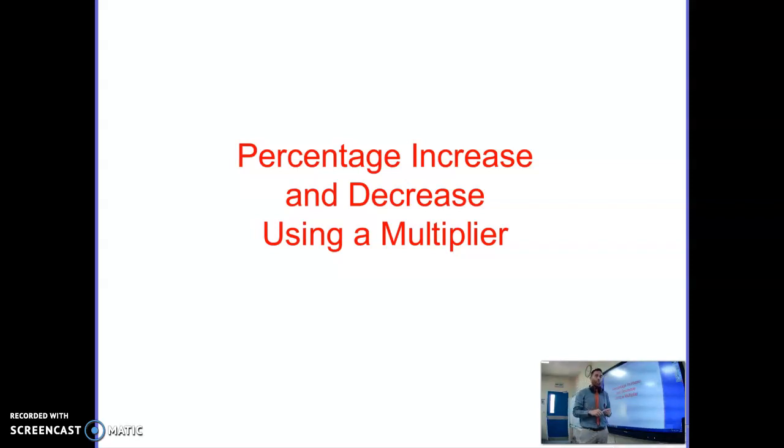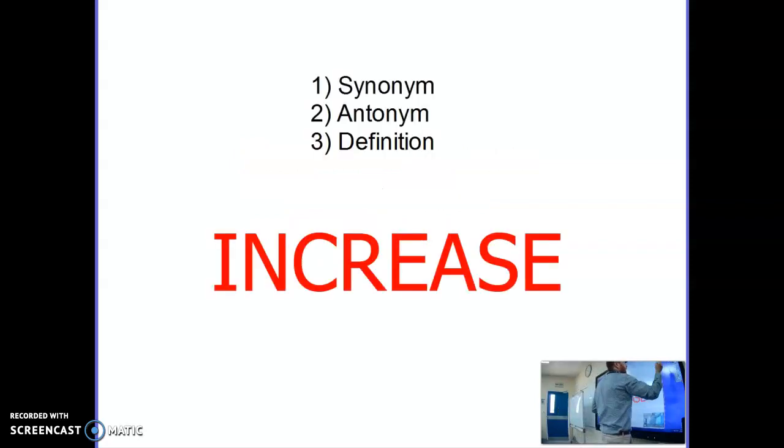Hello everybody and welcome to percentage increase and decrease using a multiplier. Let's start off with a little task for you. I'd like you to try and come up with a definition for this word, increase. And I'd also like you to think about, can you think of a synonym and an antonym?